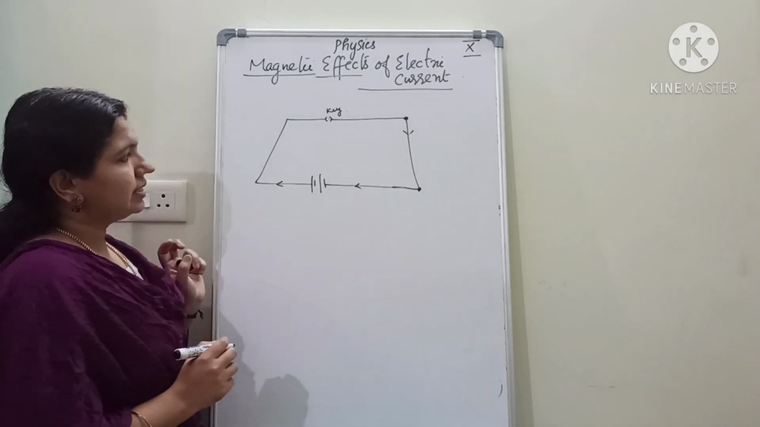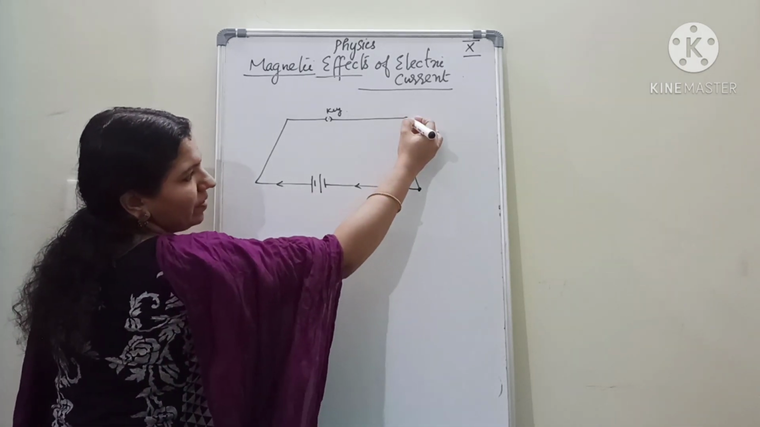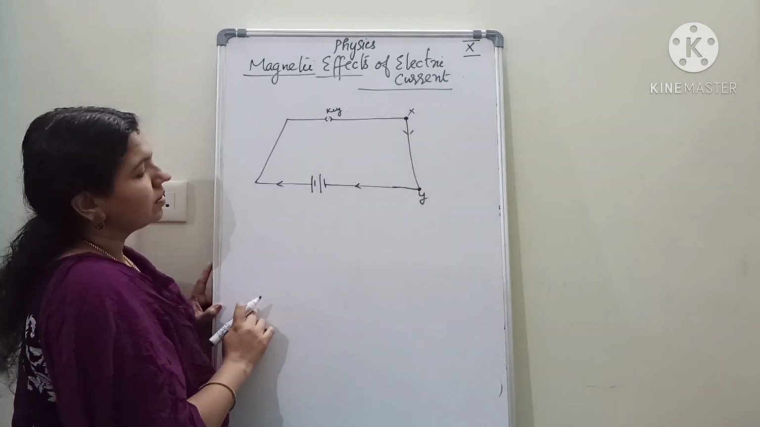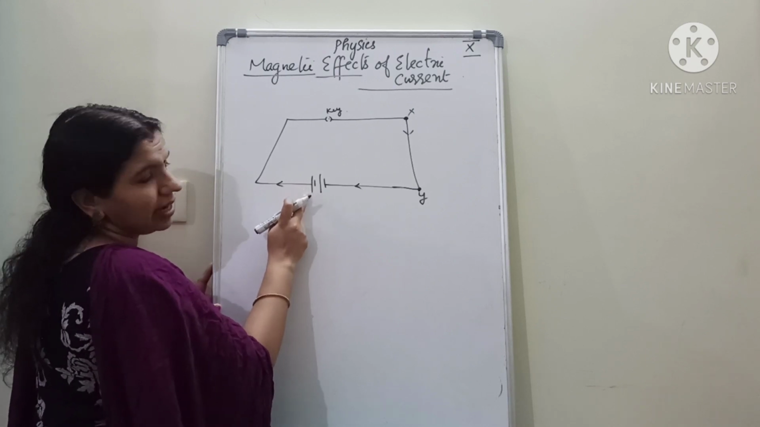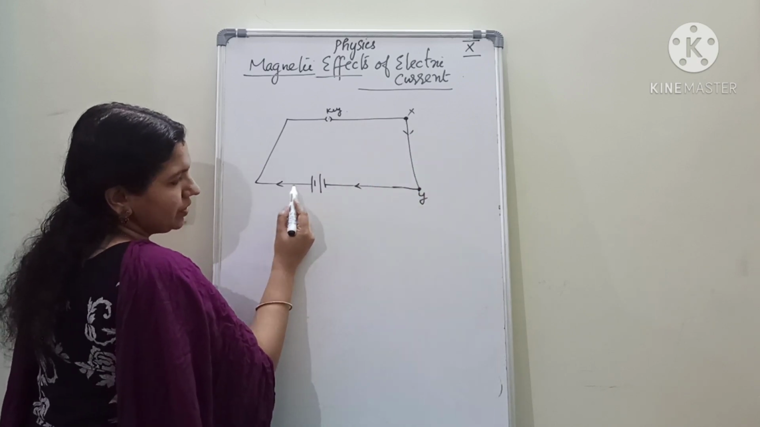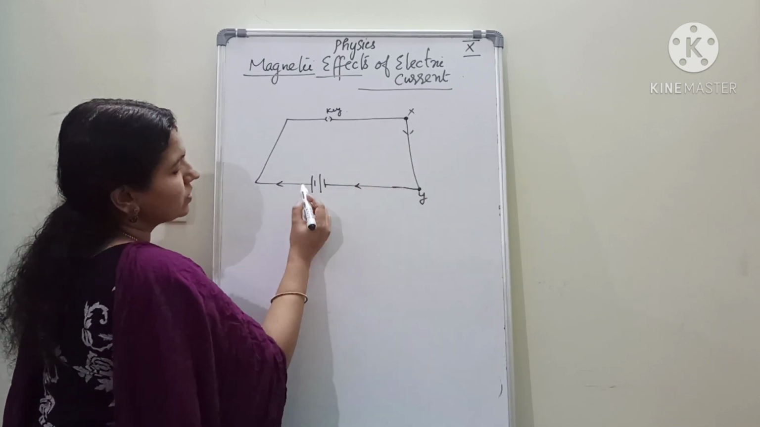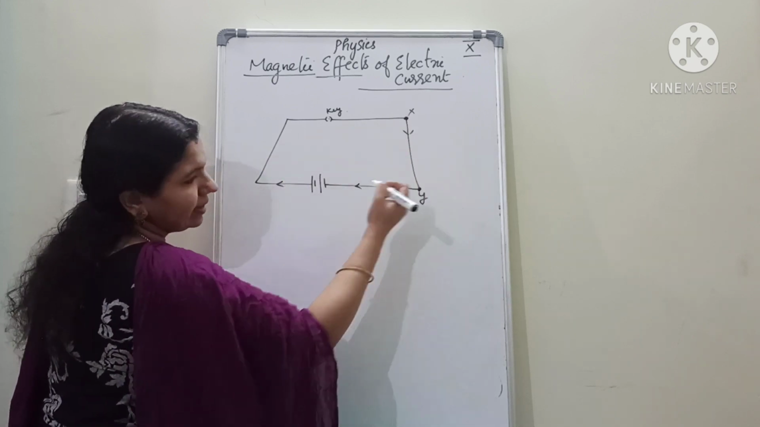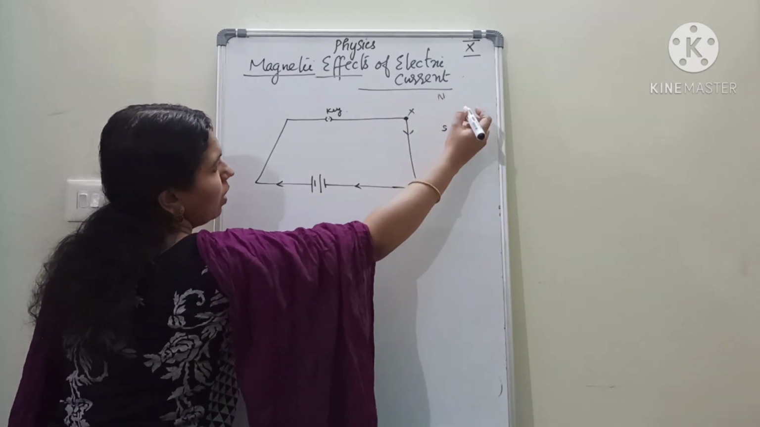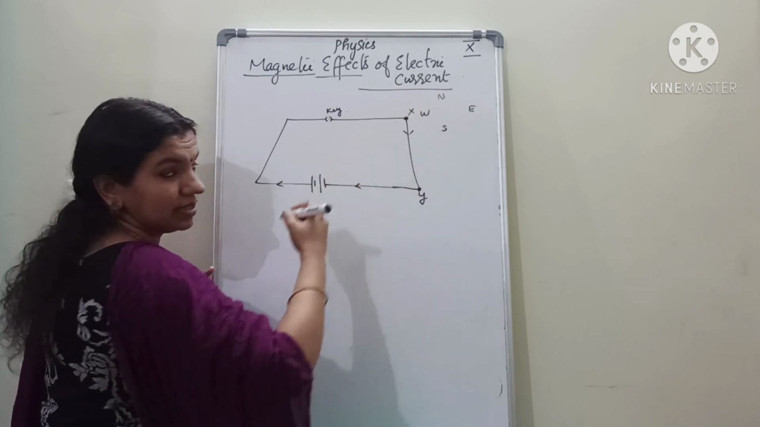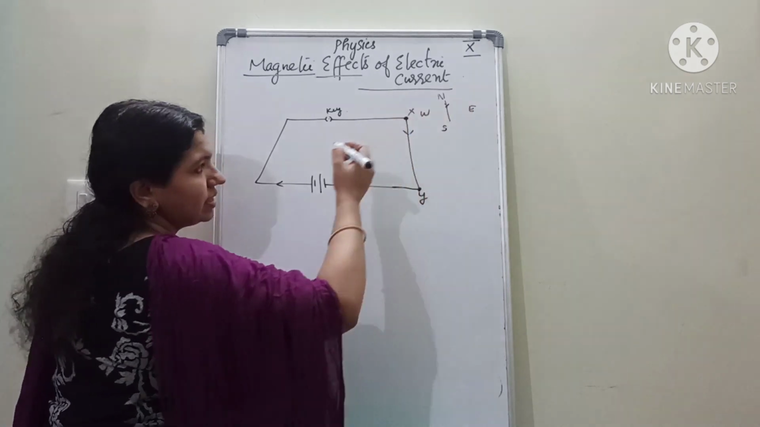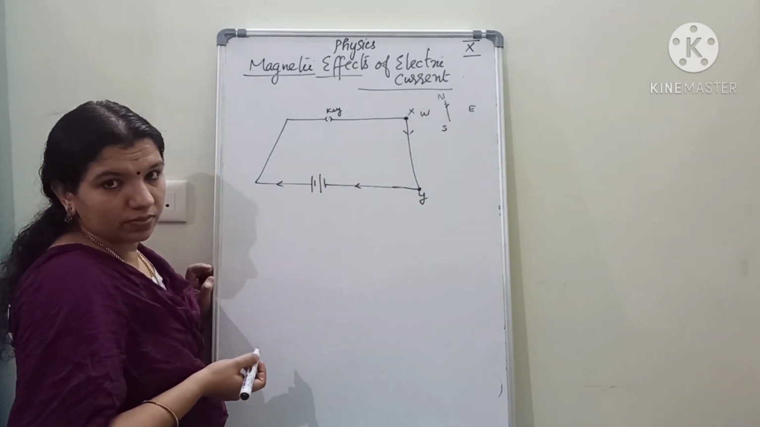So here, as you can see, I took a straight copper wire. Let it be XY. Clear? Then the battery is connected like this. That means the current flows in this direction, from the positive terminal to the negative terminal of the battery. So the current flows from X to Y. Here it is north, south, east and west, so we can say the current is flowing from north to south.